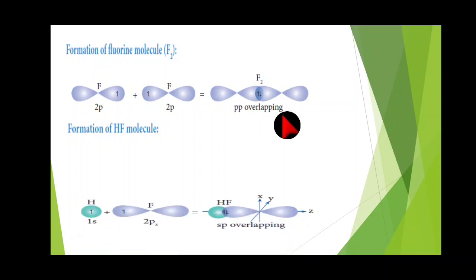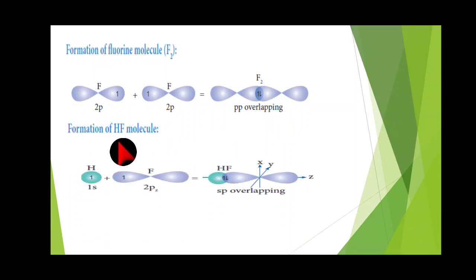So in the same way, formation of hydrofluoric acid, the hydrogen fluoride molecule, right? So hydrogen has 1 electron, 1s1, and fluorine has 1 electron in the 2pz orbital, right? So when the half-filled 1s orbital of hydrogen linearly overlaps with the half-filled 2pz orbital of fluorine, a sigma covalent bond is formed between hydrogen and fluorine. This is also sigma, direct overlap, head-on overlap, right?